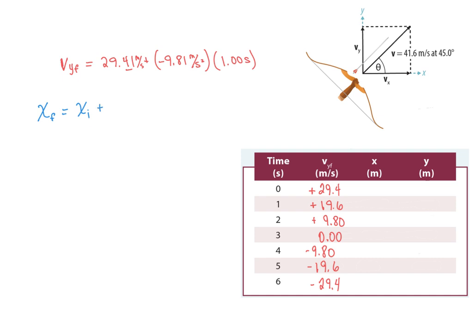I'm adding to it how fast it's going horizontally and then how long it's taking it to go that far. So if I'm trying to figure out how far it's moving horizontally, I'm going to use the horizontal velocity and the time. And so my initial is going to be 0, so that's easy. To figure out after 1 second, well, what happens after 1 second? We're going to go back to that horizontal velocity, which was also 29.41 meters per second, and we're going to multiply it by that 1 second.